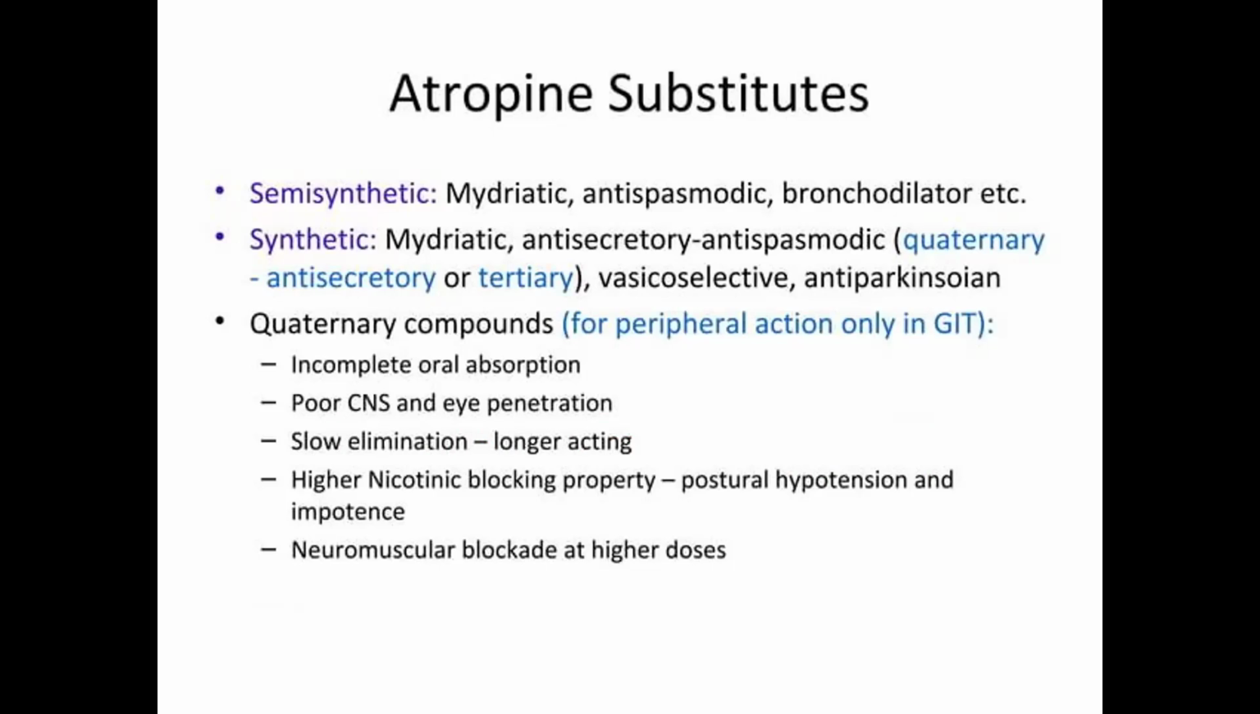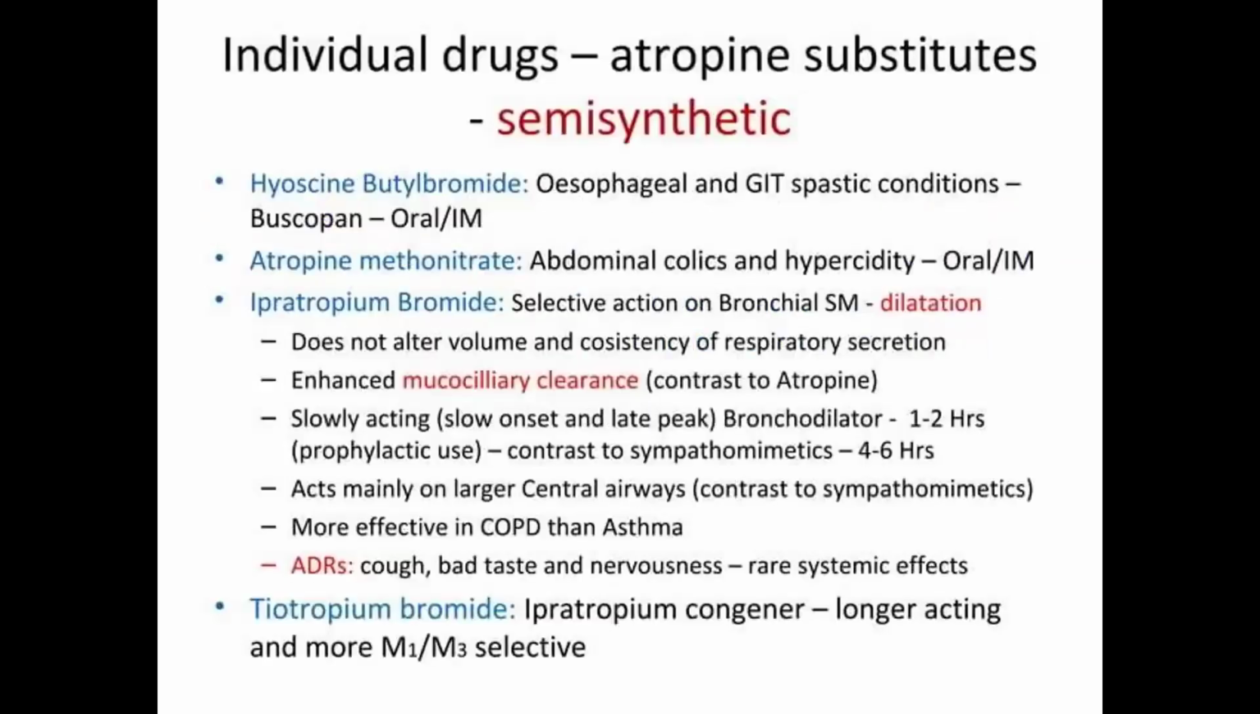These are for peripheral action only. They have incomplete oral absorption, poor CNS penetration, and slow elimination. They have higher nicotinic blocking property, and they are neuromuscular blockers at high doses. So hyoscine butyl bromide is a very good drug used in irritable bowel syndrome, in humans also. It's used in esophageal and GIT spastic conditions.